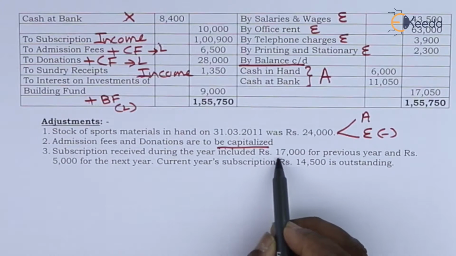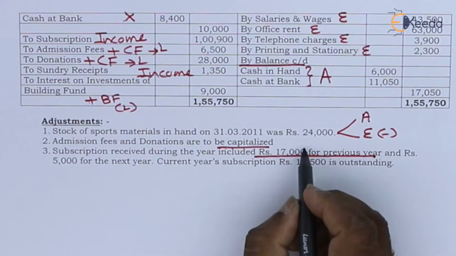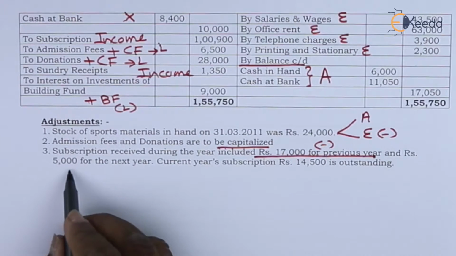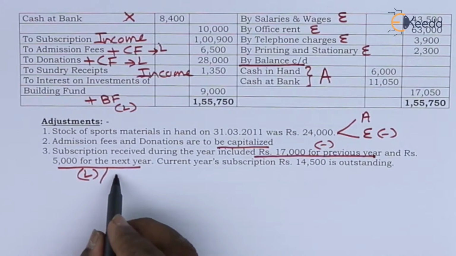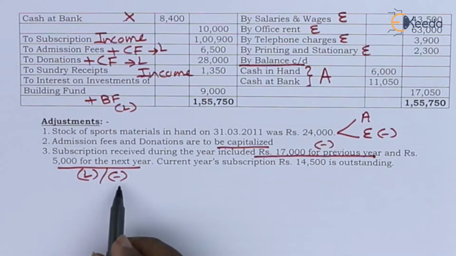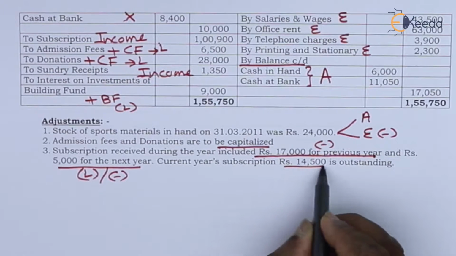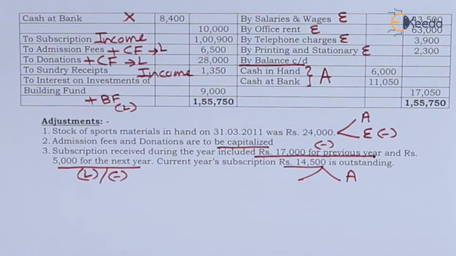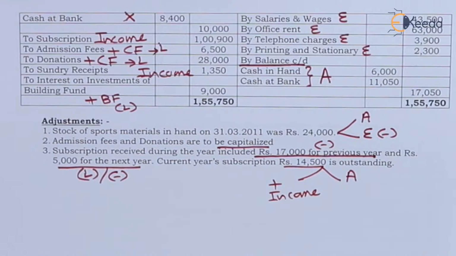Subscription received during the year included 17,000 for the previous year. So from total subscription received, we are required to subtract this amount. Rupees 5,000 for the next year. This will be recorded on the liability side. It's a pre-received income and it will be deducted from total subscription received. Current year subscription outstanding 14,500. This will be recorded as an asset because this amount is receivable and this amount will be added to income. Let us prepare all necessary accounts.